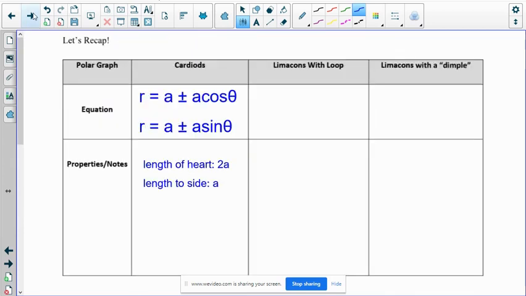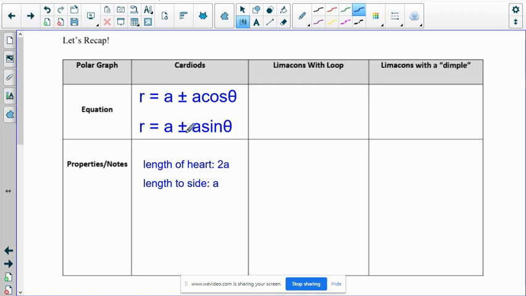So let's summarize what we just said. It does not matter if it's a plus or a minus, and it does not matter if it's a sine or a cosine. If those two numbers are the same, it is a cardioid. In the next video, I'm going to talk about if those two numbers are different, which is actually a limacon. But for cardioids, you have to have a 2 and a 2, a 1 and a 1, a 5 and a 5. Doesn't matter.